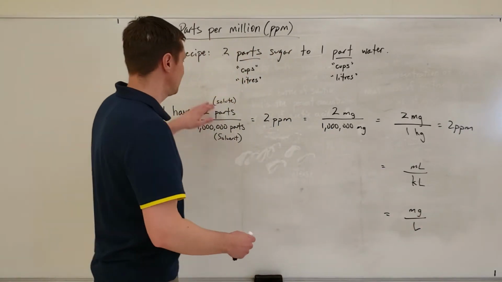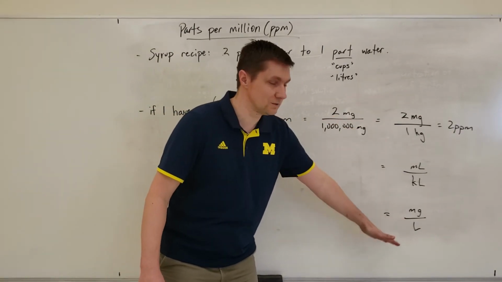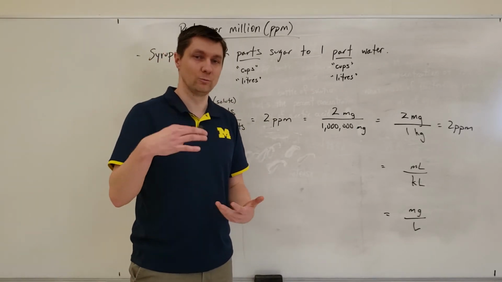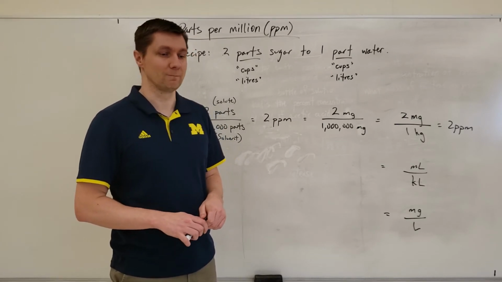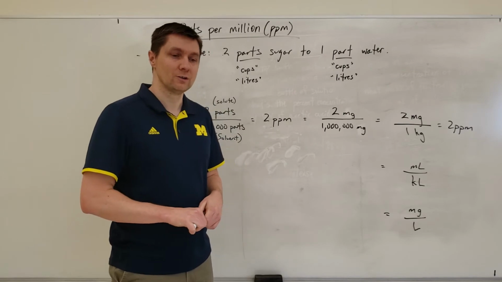Solute goes on the top, the solvent goes on the bottom. If you express it in these units, then you just go top divided by bottom, numerator divided by denominator, and that will give you your number in parts per million. I'm going to do a couple of examples just to illustrate this for you, so I'll be right back.